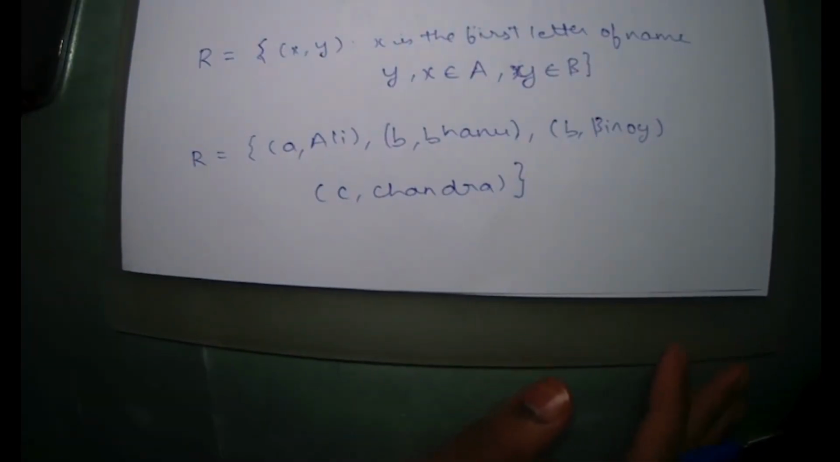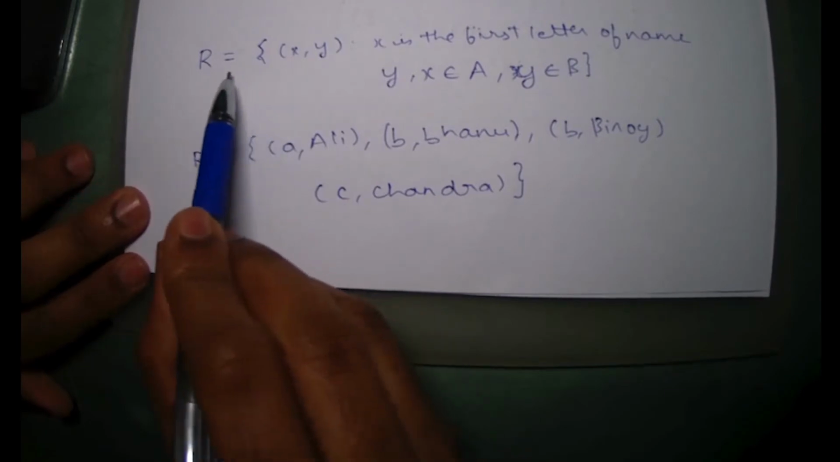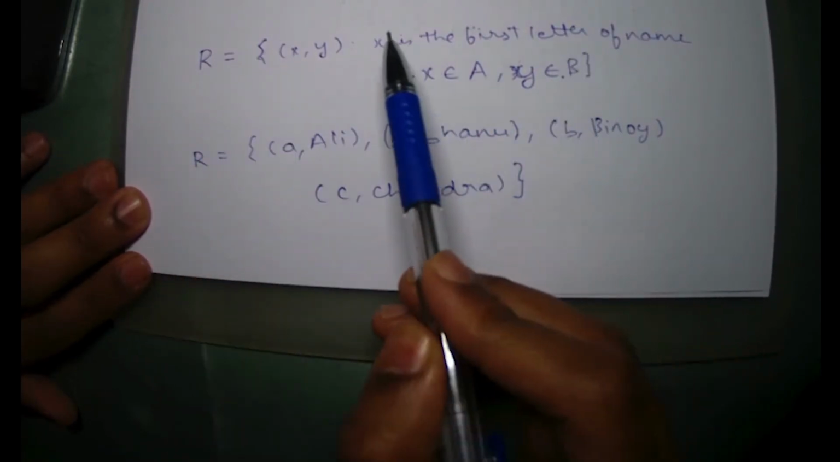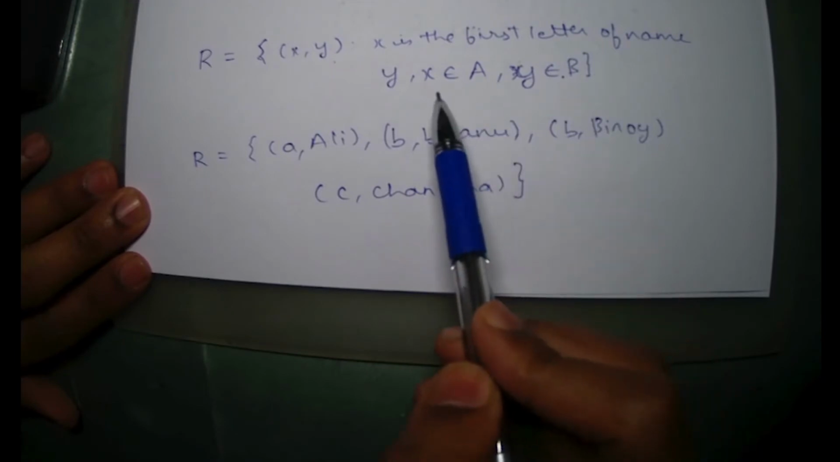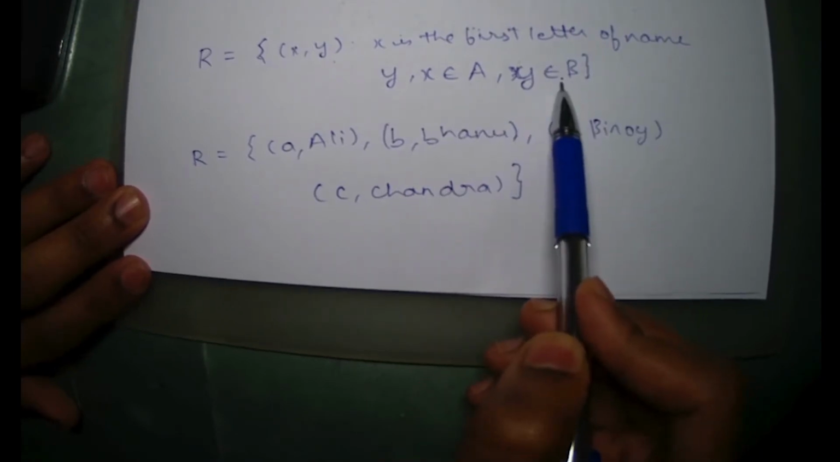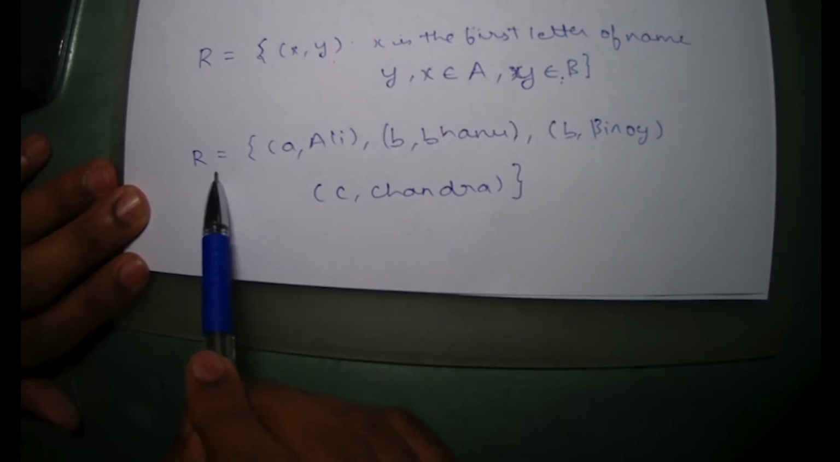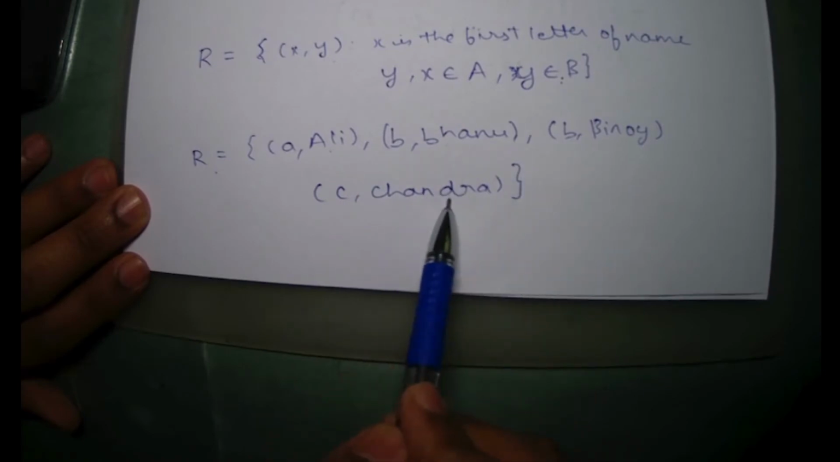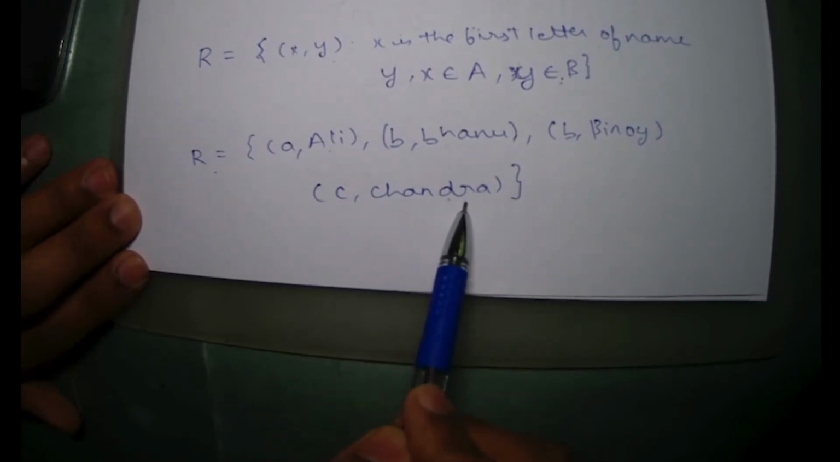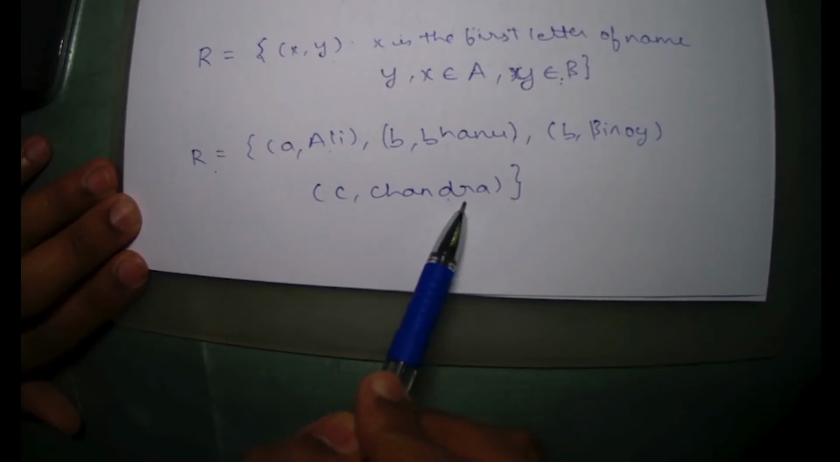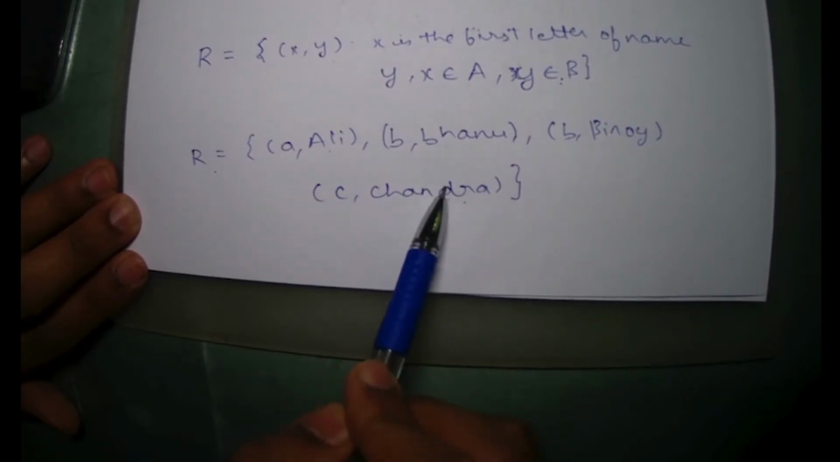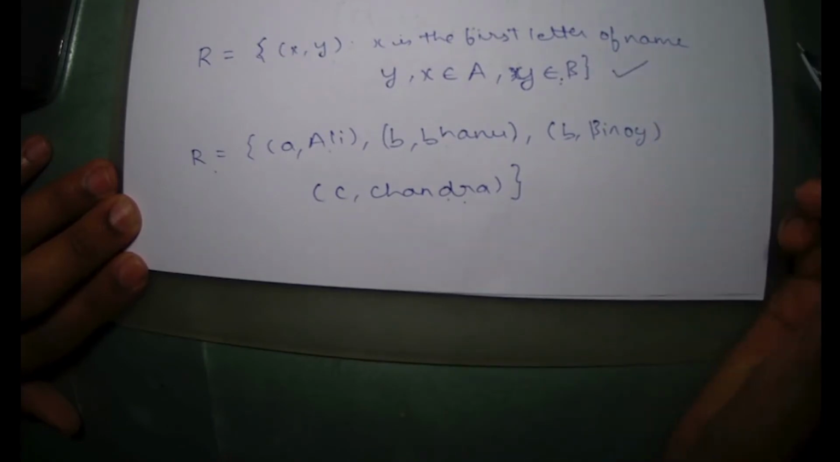From the previous example we understood what a relation is. There are two ways in which a relation can be represented. The first method is the set builder form which we used in sets, where we have (x, y), where x is the first letter of the name y, x belongs to set A and y belongs to set B. The second way is the roster form, where we individually mention all the ordered pairs present in the relation. This is a very long process, because if we have a lot of terms in the relation, we have to write each one individually. So usually the first method, the set builder form, is preferred to represent a relation.